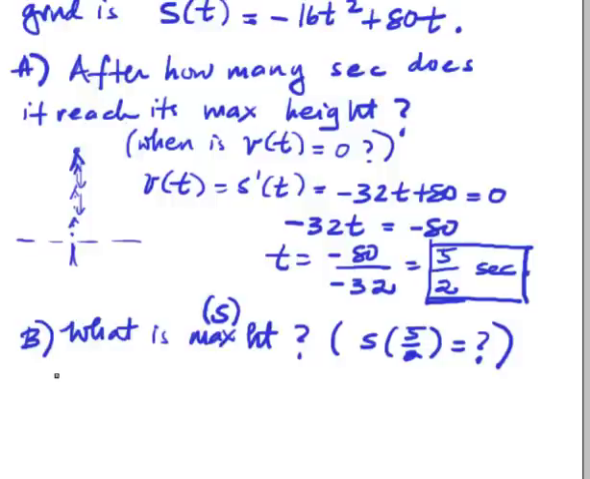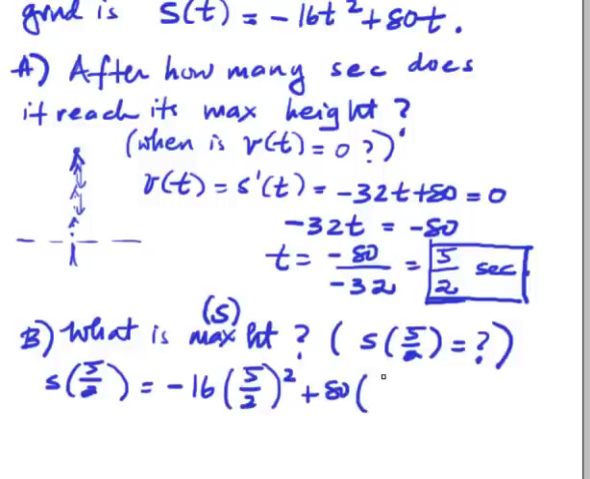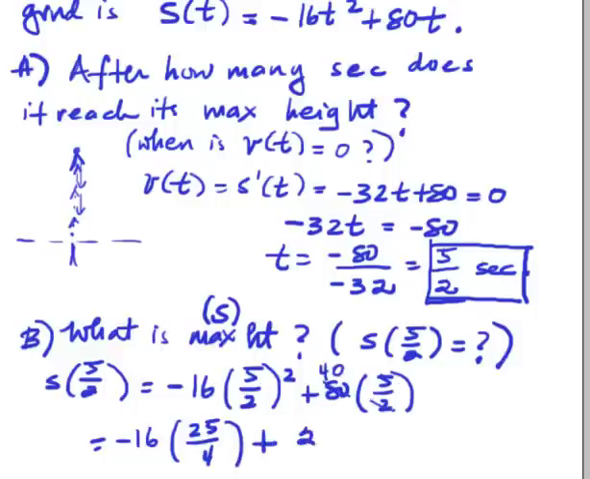So here we have s of 5/2. That's equal to minus 16 times 5/2 squared plus 80 times 5/2. Okay, so that's minus 16 times 25 over 4 plus, I'll divide the 2 into the 80, we get 40. 5 times 40 is 200. Divide the 4 into minus 16, we get minus 4. So here we're going to get minus 100 plus 200. This is 100 feet. So the maximum height is 100 feet.